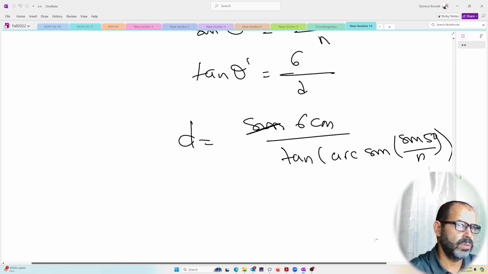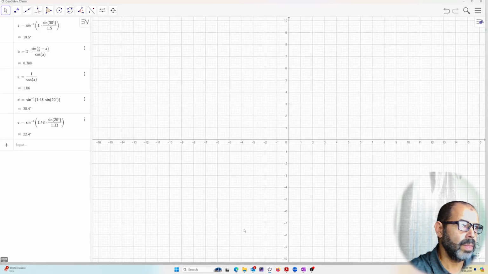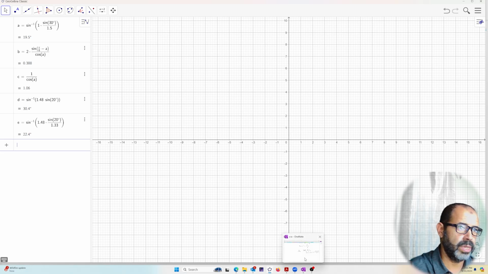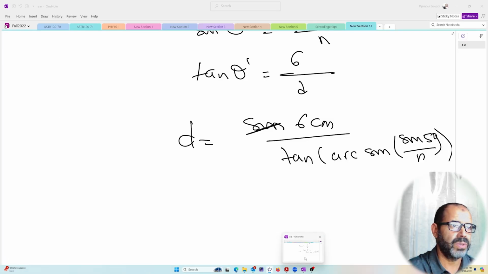So let me go to GeoGebra quickly. Obviously you're doing this on your own, and if you have any questions, please do not hesitate to send me a message, because the last thing I want is for you to be confused about these symbols.